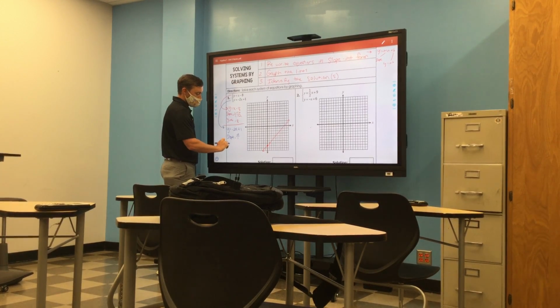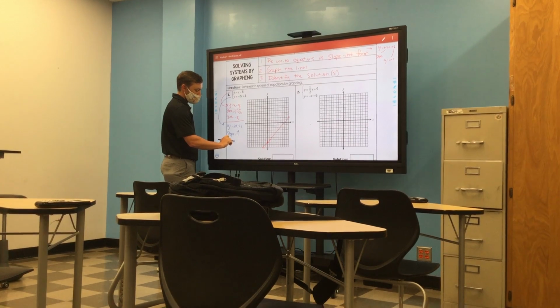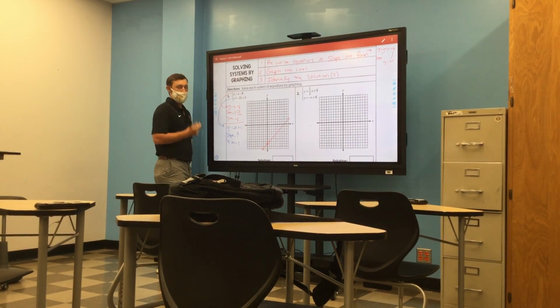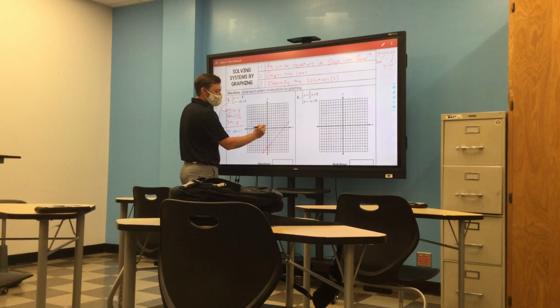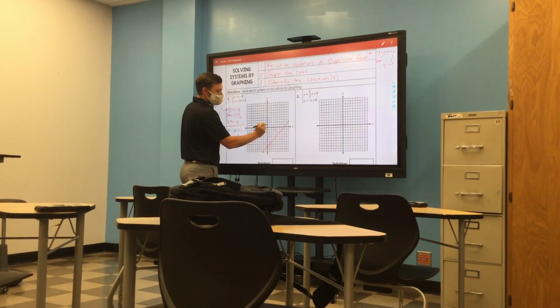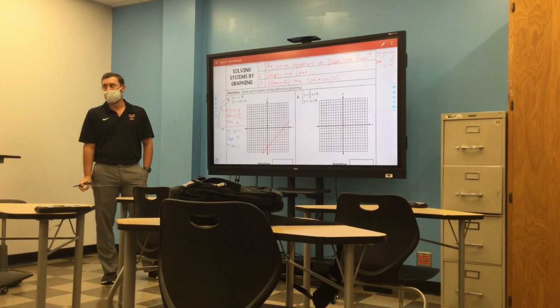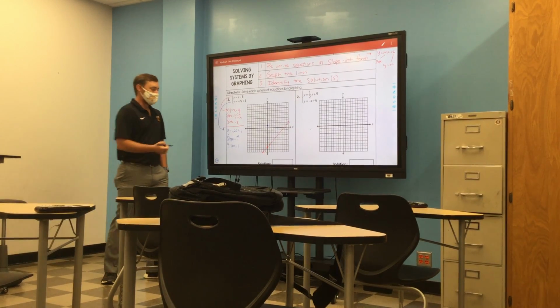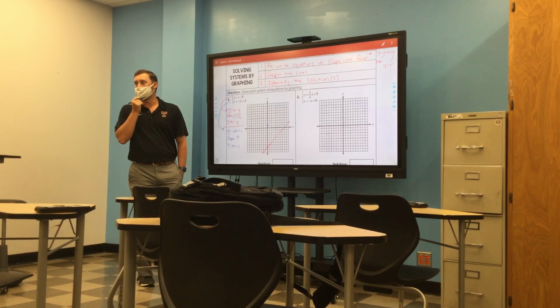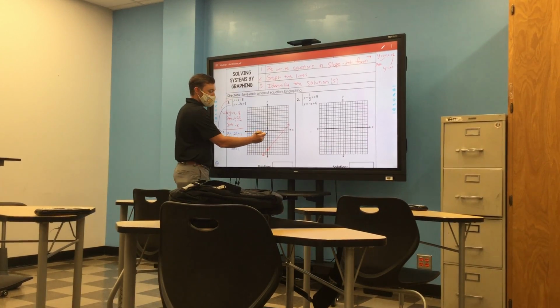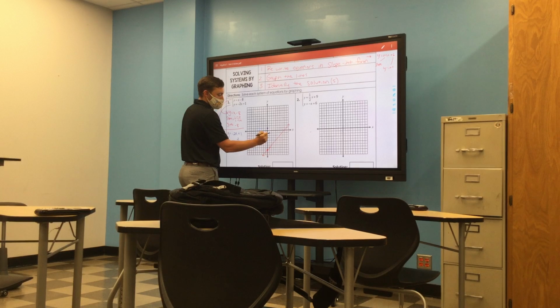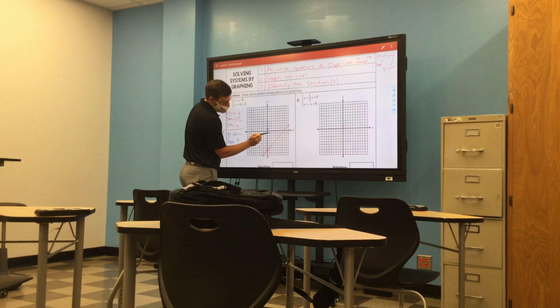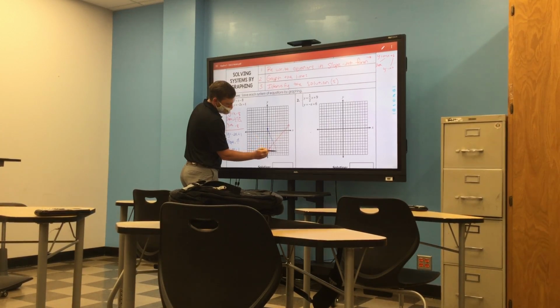And my y-intercept is what? 1. So my y-intercept being at 1. So I went up 1 on my y-axis. Then my slope is -2 over 1. So I need to go down 2 to the right 1. Then I'm going to plot my points. Try to keep it as straight as possible.